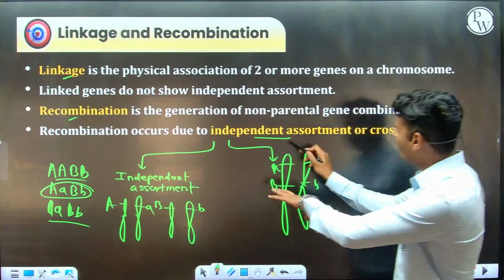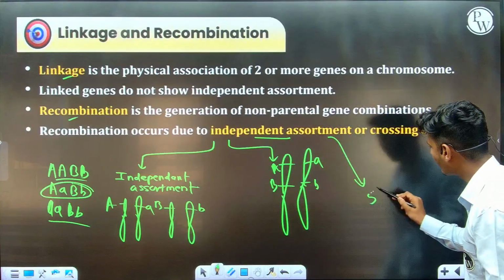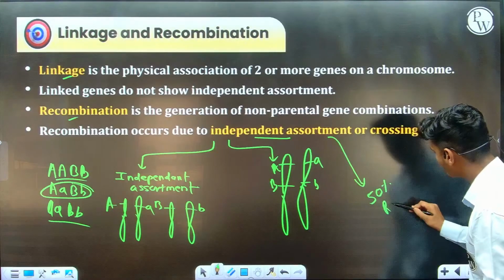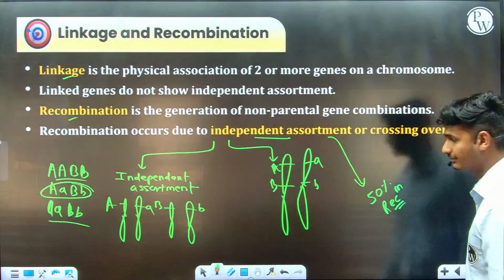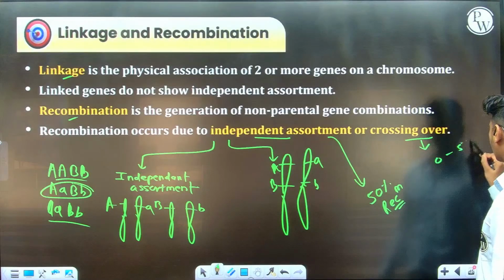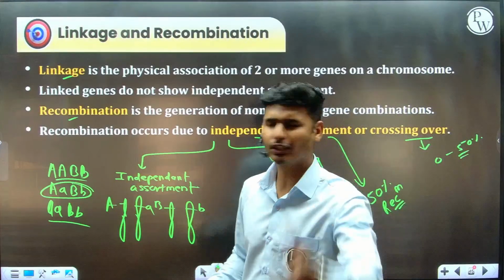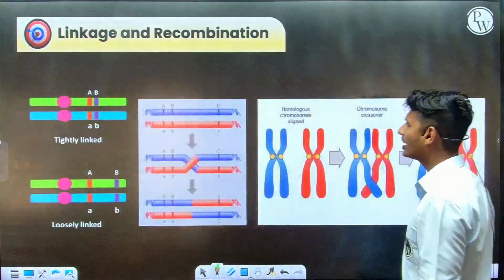So independent assortment, in short, I am going to explain: independent assortment has the possibility of 50% recombination, the highest. Crossing over has the ability of 0 to 50% recombination, and in linkage very less recombination takes place. In the experiment, we are going to discuss this.